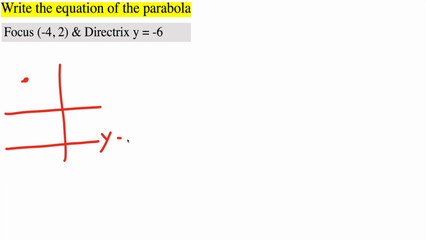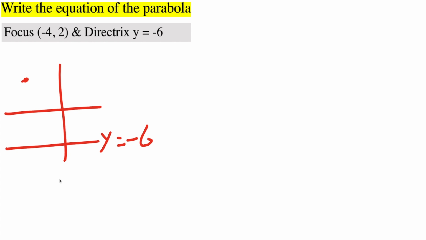So let's begin. Step 1 says plot given information. So we're just going to do a quick sketch. This sketch is just to help us determine whether we have a vertical or a horizontal axis of symmetry. So the focus is (-4, 2), and the directrix is y is equal to -6. I'll draw a horizontal line, y is equal to -6.